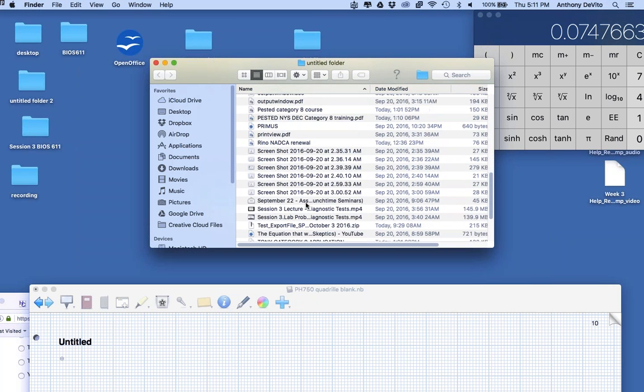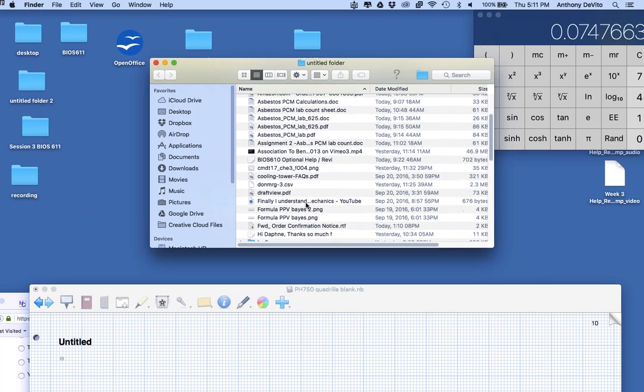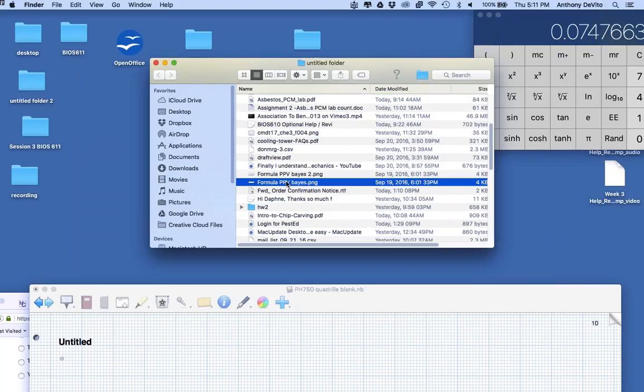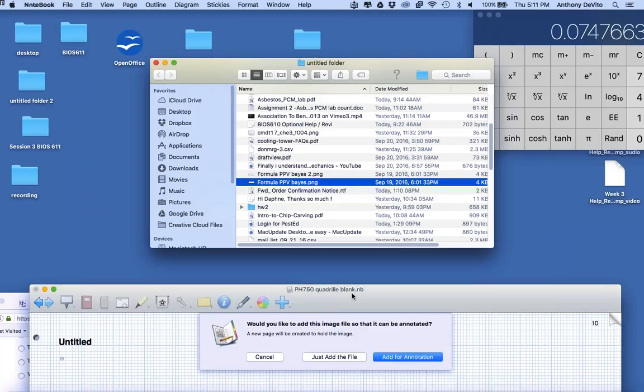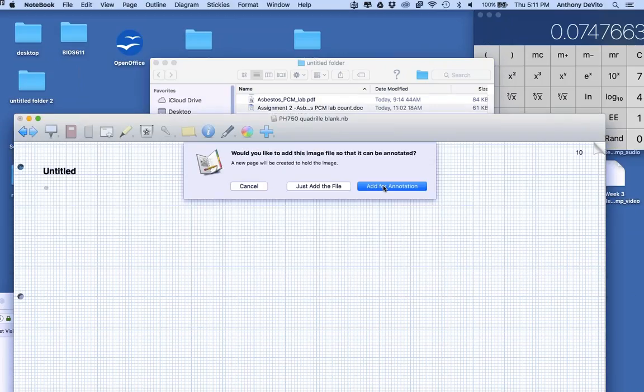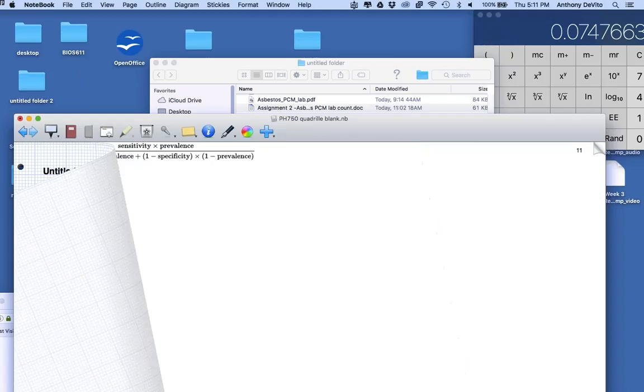Let's see. Conditional probability. I think it's going to be a formula. Here it is. That's it right there, I think. Yep, that's it. Okay, I'm going to drag that in here. Oops, that's not what I wanted to do.